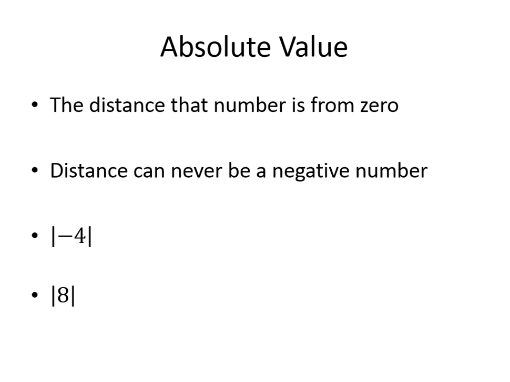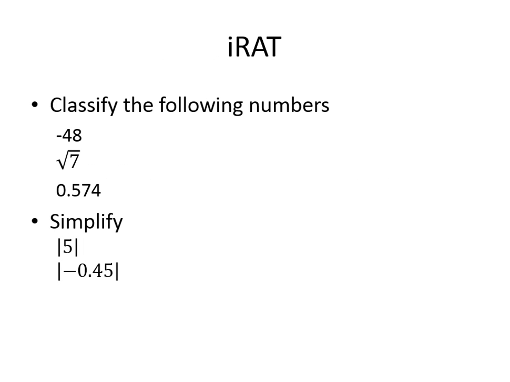So when you're looking at negative 4, how far away is negative 4 from 0? Well, it's 4 units. So the absolute value of negative 4 would be 4. Now, if you're looking at 8, the absolute value of 8 would be 8. It stays positive. So absolute value kind of turns any number positive. That's what absolute value does. Pretty simple.